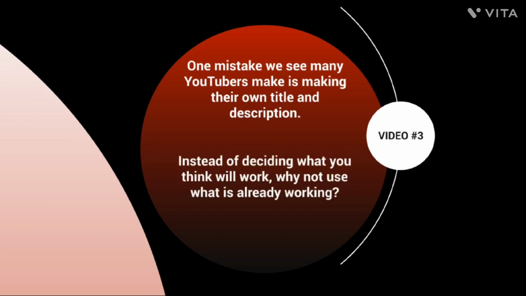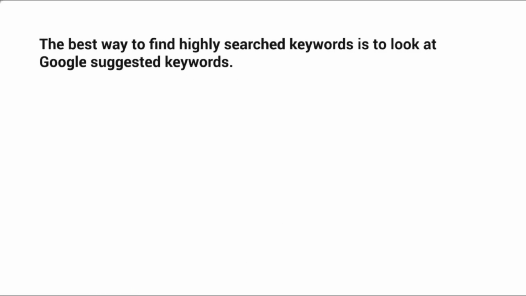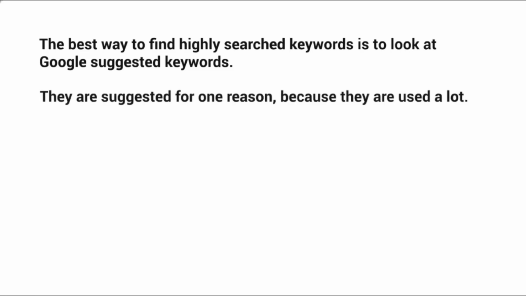But instead of deciding what you think will work, why not use what is already working and do some simple keyword research that's not going to take a lot of time? This way you'll have the right information that will help you rank on the right keywords. Now the big question is, how do I find these keywords? The best way to find highly searched keyword terms is to look at the Google suggested keywords. And they are suggested for one reason, because they are used a lot. So let me show you how to find them and what they look like.